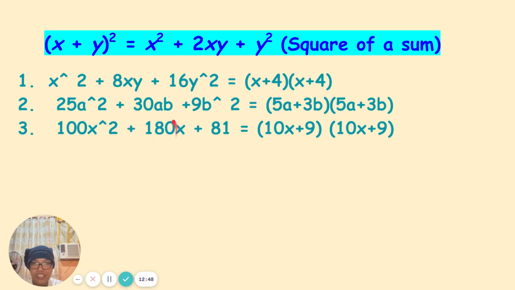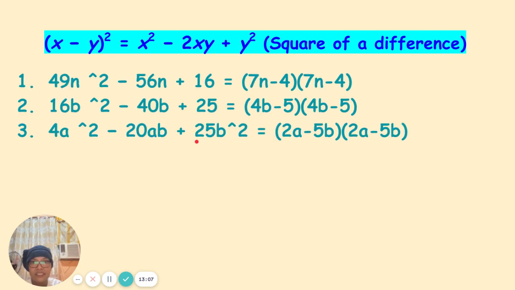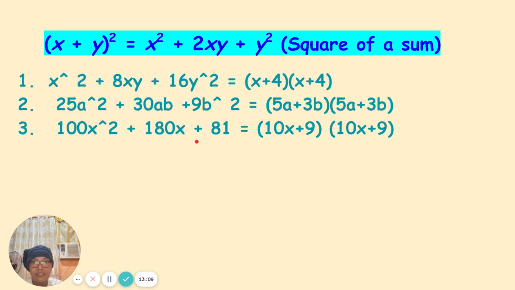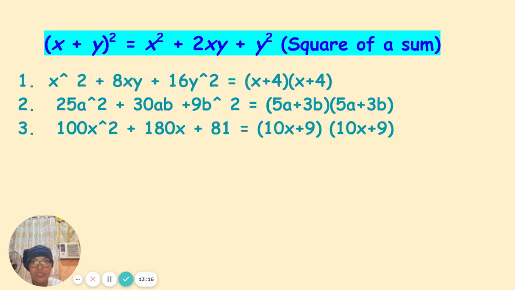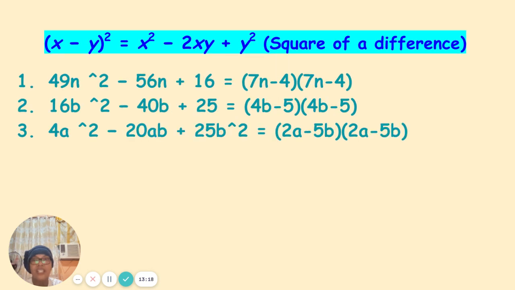Without you thinking about this one. Okay? So, yun po. Let's proceed. Are we done? 1, 2, difference of two squares, square. Okay? And the last one is square of difference.